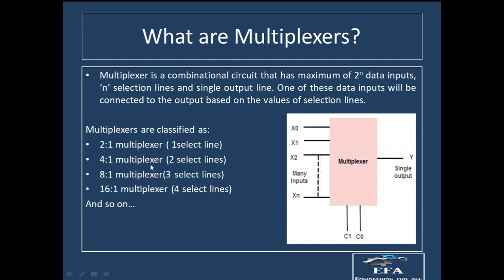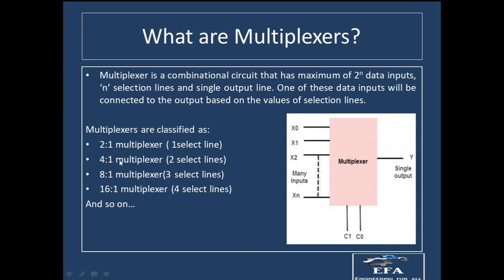So when we talk about the number of select lines, how can we determine it? This only depends upon the number of input lines. Now suppose you are having a 2 is to 1 multiplexer, so the select line will be equal to 1. How is it possible? Because 2 can be written as 2 power 1. So whatever is there in the power of 2, right, that will be the number of select lines we have to use. So 2 power 1 is equal to 2. So 2 is the number of input lines, and 1 which is in the power, that is the number of select lines.